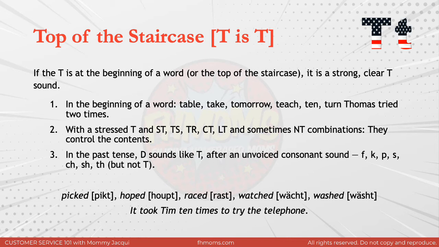Okay? Next, in the past tense, D sounds like the letter T. So this time, it's the letter D that sounds like the letter T after an unvoiced consonant sound. So take note that it should be an unvoiced consonant sound, just like the letters F, K, P, S, CH, SH, TH, but not the letter T. Okay? For example, you say picked, hoped, raced, watched, washed. And in a sentence, you can try it and say, it took Tim ten times to try the telephone. Can you try it? It took Tim ten times to try the telephone. Very good.